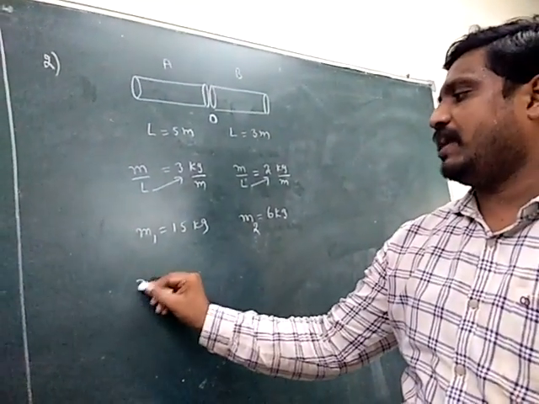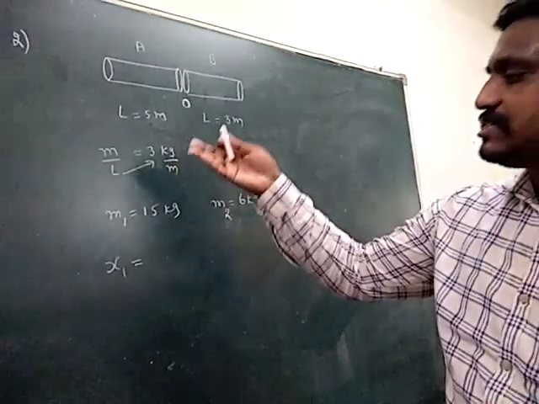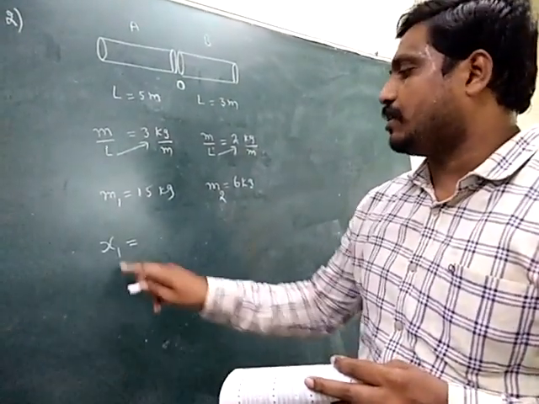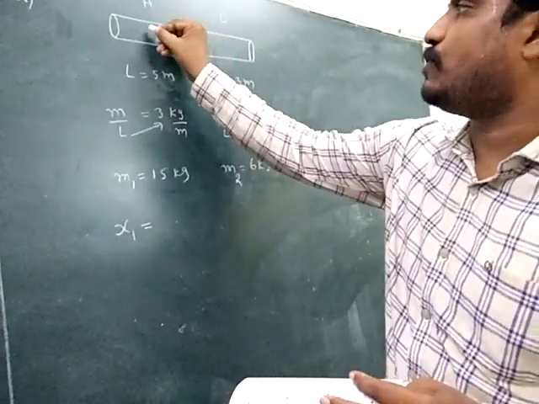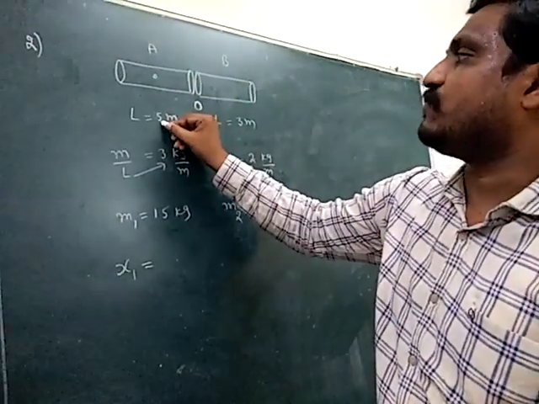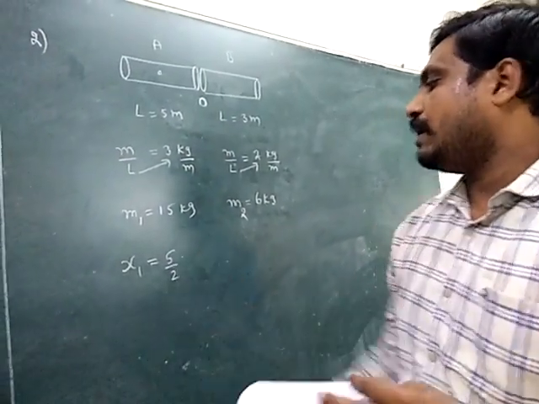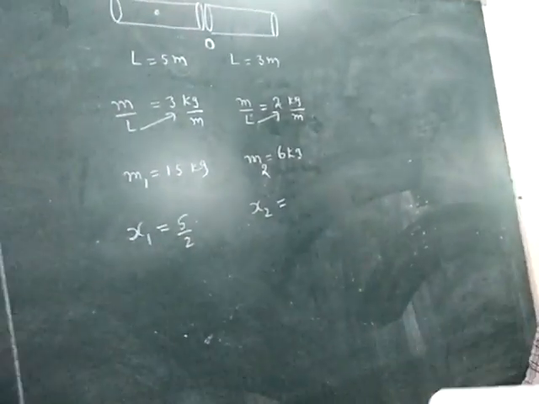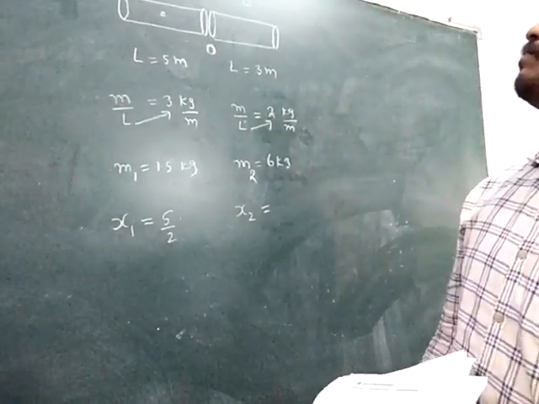Here x1 I write. X1 in the chapter, x is nothing but the distance from origin to first body center. X1 means the distance from origin to first body center. This is the first body. This is the center. This rod total length 5. That means here to here 5 by 2. Okay? And again x2 also. Here look here now. X2 means the distance from origin to second body.